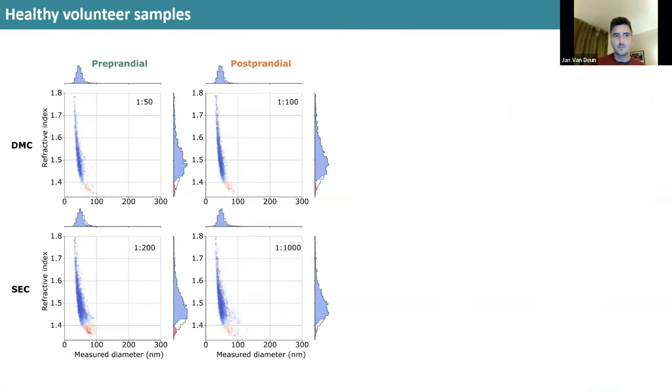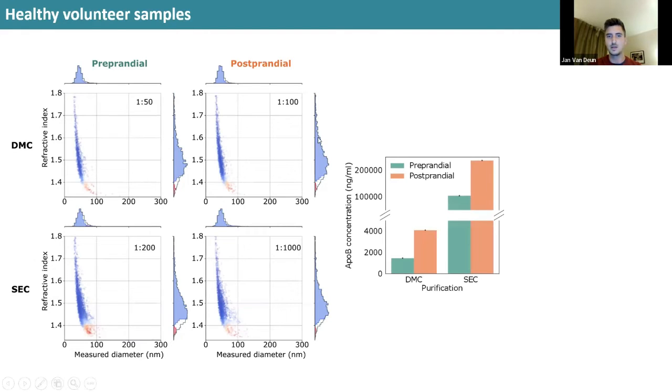All right, so what we had was a plasma sample from a volunteer before having a fatty meal, and then 3 hours after a fatty meal. So we would expect much more lipoprotein contamination after the fatty meal. And indeed, this is what we found. On top, the INTA measurements of the DMC isolated samples, and at the bottom, the SEC isolated samples. You can see mostly these blue particles, which are classified as lipoproteins, and only a small proportion of these red particles, which are supposed to be classified as EVs.